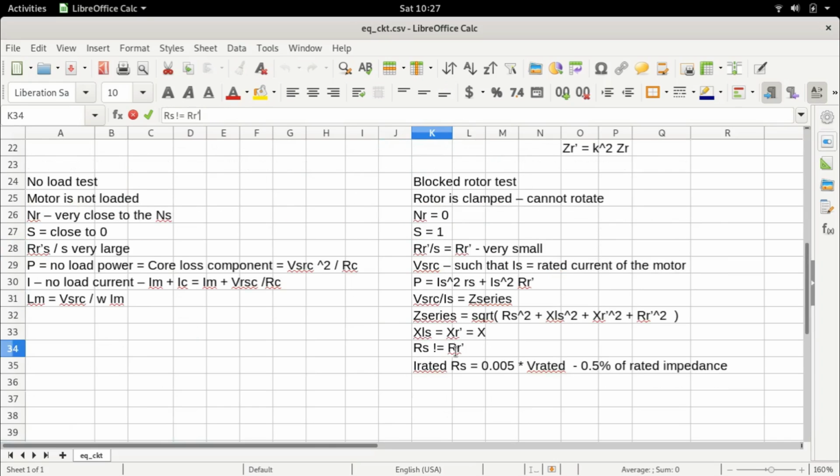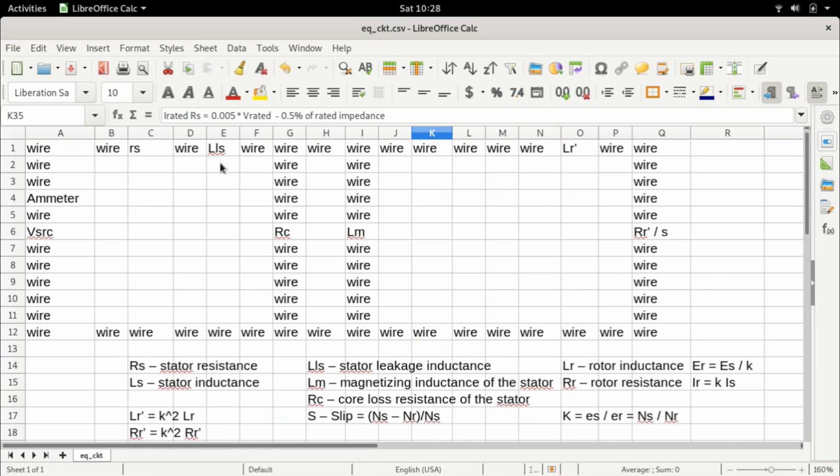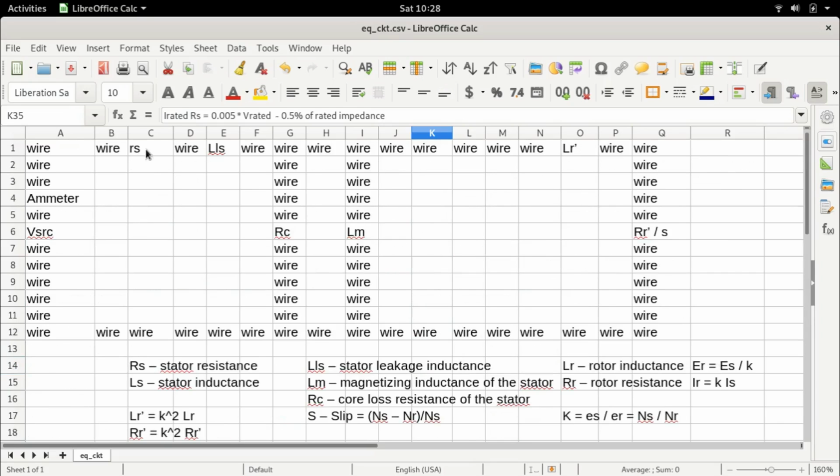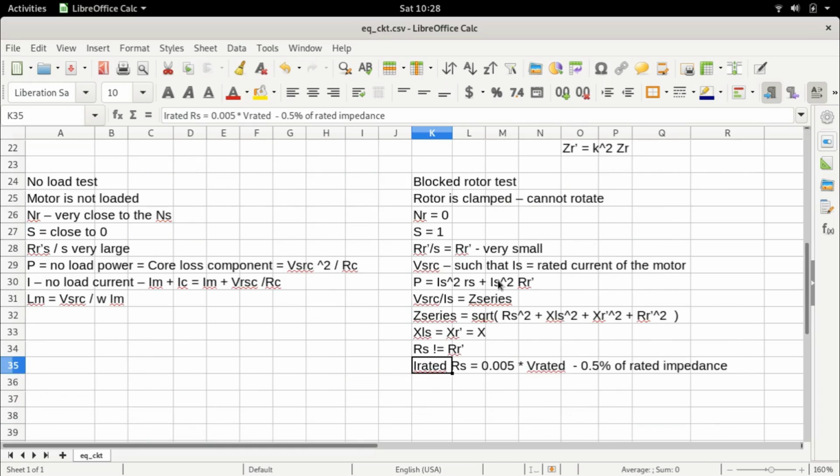So therefore, to calculate RS, we can use this formula, and we can say that when the rated current is flowing in the stator, 0.5% of the rated voltage will drop across this stator resistance, right? So which means this RS is 0.5% or 0.005 per unit, and this is a fairly reasonable approximation. So this is the approximation that we will start with.